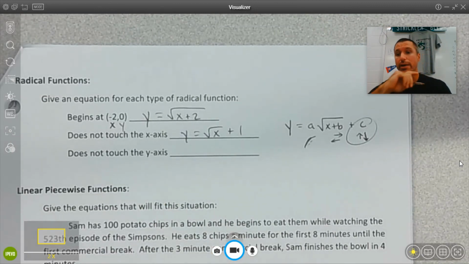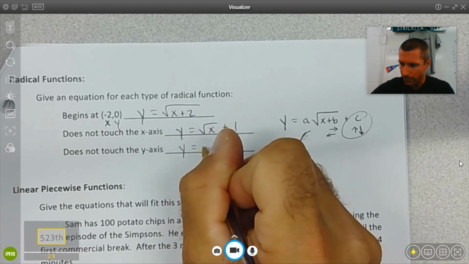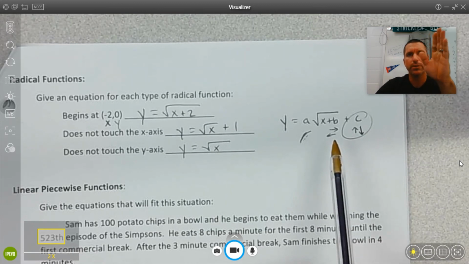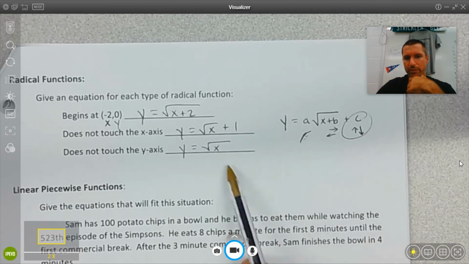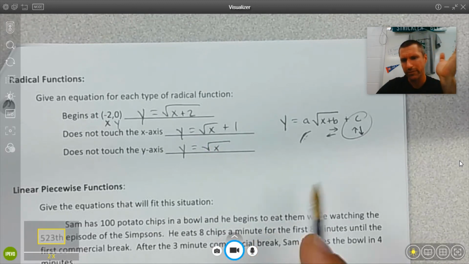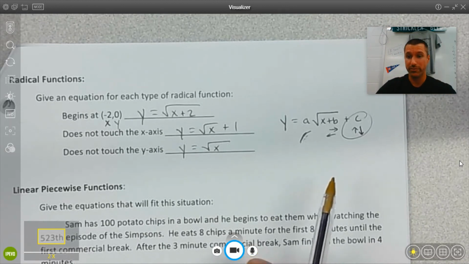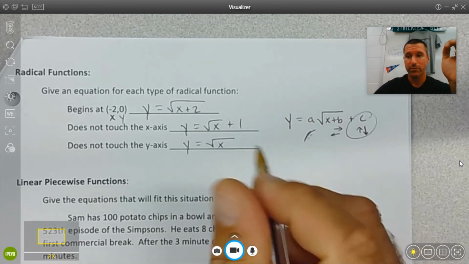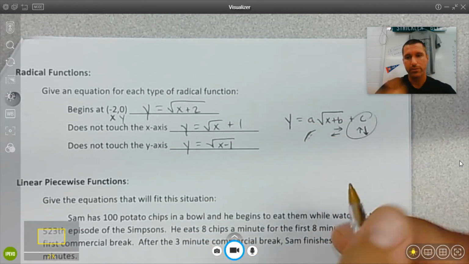Does not touch the y-axis. Okay, let's go back to our original, like that. And then we don't want it to touch the y, so we just want to shift it probably to the right if it's going to be positive here, because otherwise it's going back down or to the left. Yeah, so let's just move it over 1. Now this is counterintuitive. That's what I talked about when we were going over Desmos. If you put +1, that actually goes to the left. So if you go -1, it actually shifts it to the right.